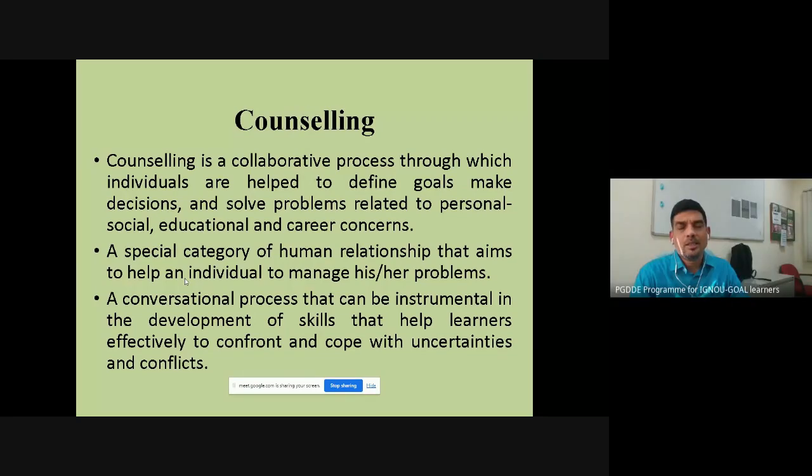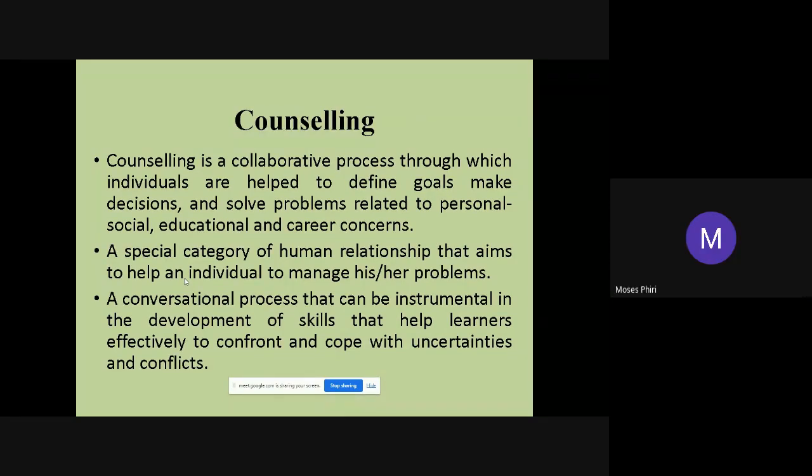Then we can say that counseling is a special category of human relationship. It's very different. Because through counseling we are trying to motivate someone, or we are trying to help someone, or we are trying to make someone take certain decisions. That's why we call it a special category of human relationship also.